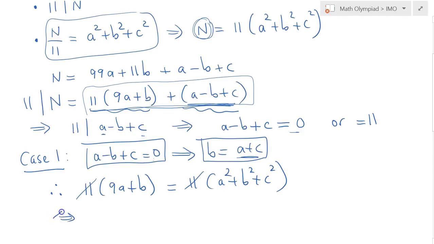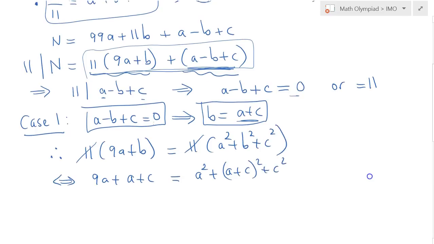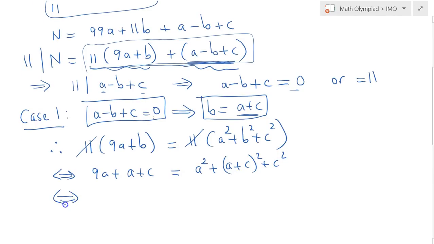So this is equivalent of saying 9a plus, replace b with a plus c, equals a squared plus a plus c squared plus c squared. And now the rest is just algebraically bashing it through all the way to the end. So let's quickly do it. 10a plus c equals, on this side we'll have an a squared here, another a squared, so we'll have 2a squared, and then we'll have a c squared here, another c squared, so we'll have 2c squared, and then finally we have 2ac.